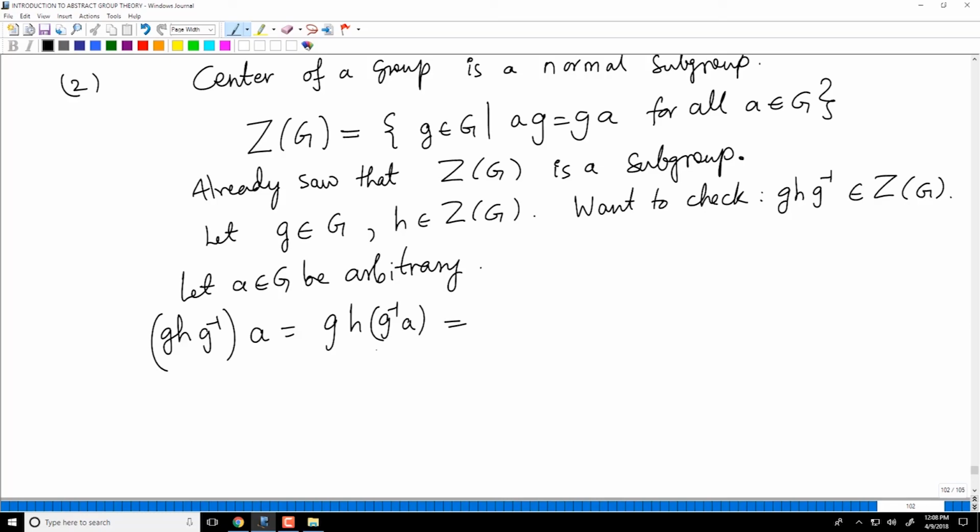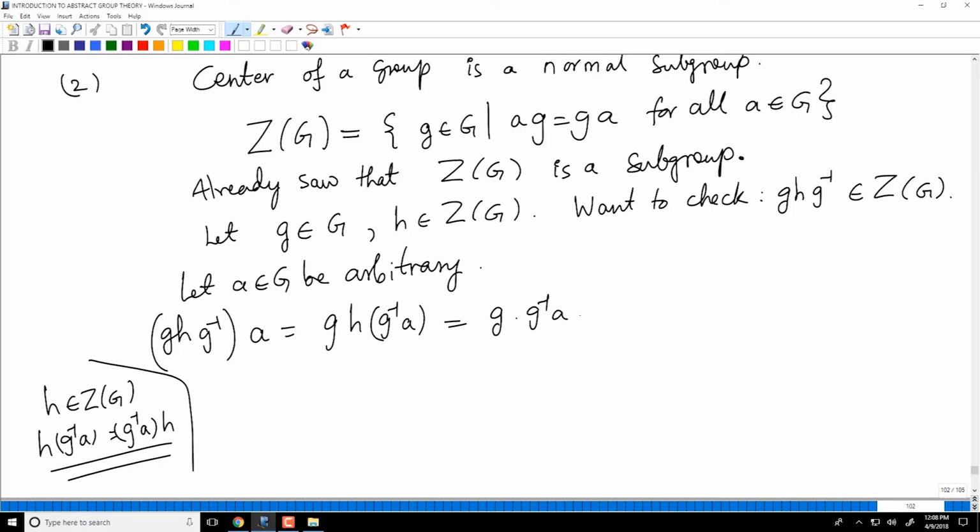Now let's use the property that h is an element of the center. If h is an element of the center, h commutes with everything. So in particular, it commutes with g inverse a. Right? So h times g inverse a is g inverse a times h. Actually, there is no need to do all this, so I'm sorry.